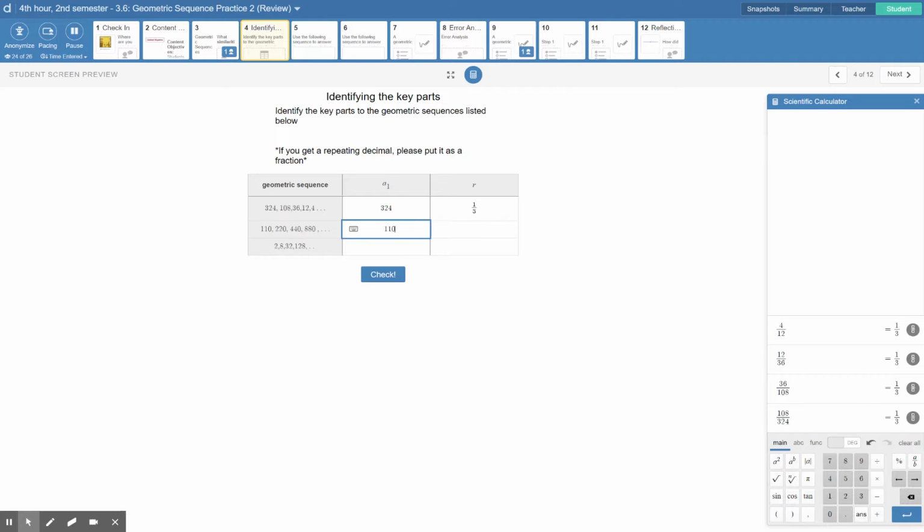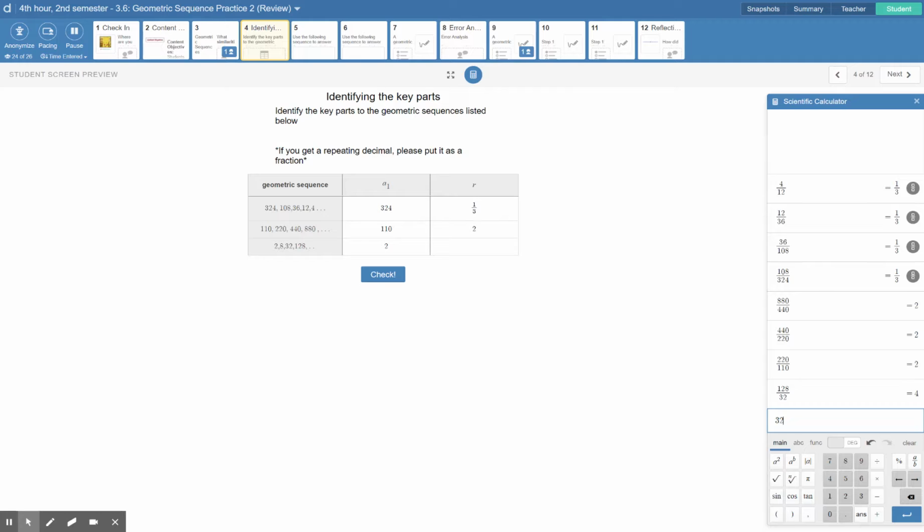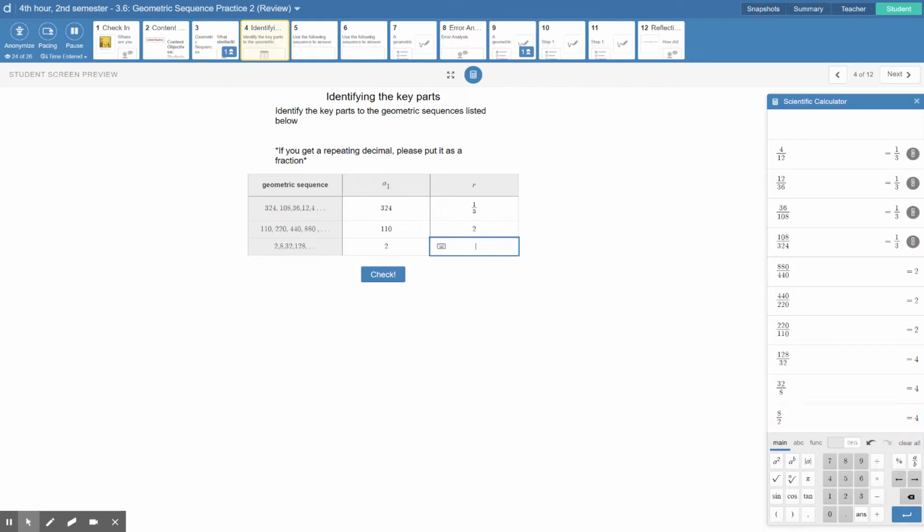And you're going to do that process over and over again. So for this sequence, the first term is 110. I'm going to go to my calculator and I'm going to start from behind. The 880 divided by the 440. And that common ratio is going to be 2. Now in this geometric sequence, we're going to begin with 2. And then if I plug in to find the ratio, I'm going to get the ratio of 4.